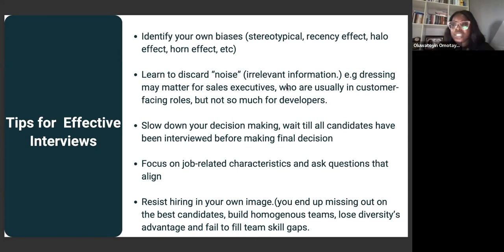Don't hire because they are from the same country as you. Don't hire because they look like you. Don't hire because they were the first you spoke to. Don't hire because they are the last you spoke to. Remember what we're looking for: competency and culture fit, okay?